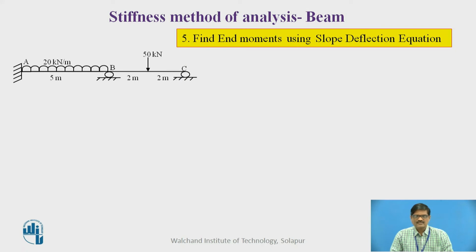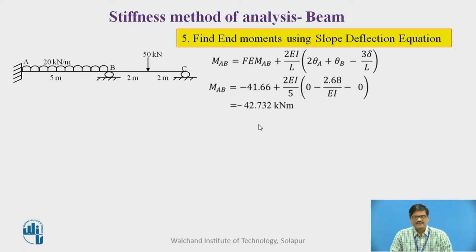Then we shall find the end moments using slope deflection equation. So for that we will take the help of these equations. So if I consider MAB, then the equation will be MAB equal to FEMAB plus 2EI by L, 2 times theta A plus theta B minus 3 delta by L. And here the fixed end moment AB we calculated, it is 41.66, and it will be anti-clockwise at A, and anti-clockwise moments are taken negative, and anti-clockwise rotations are also taken negative in this method, and clockwise moments and clockwise rotations are to be considered as positive.